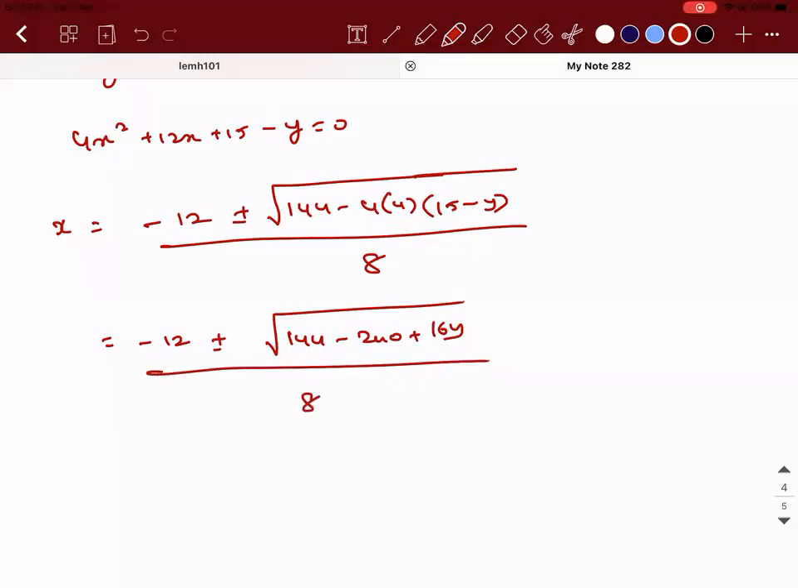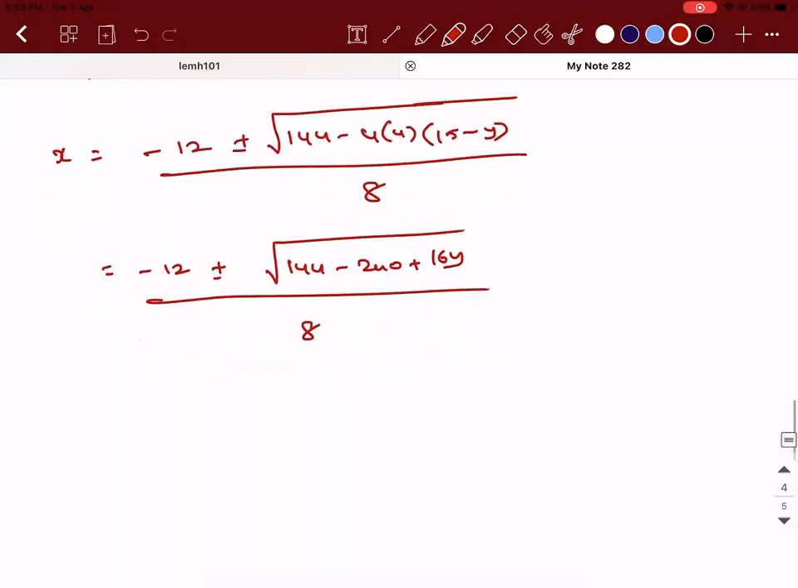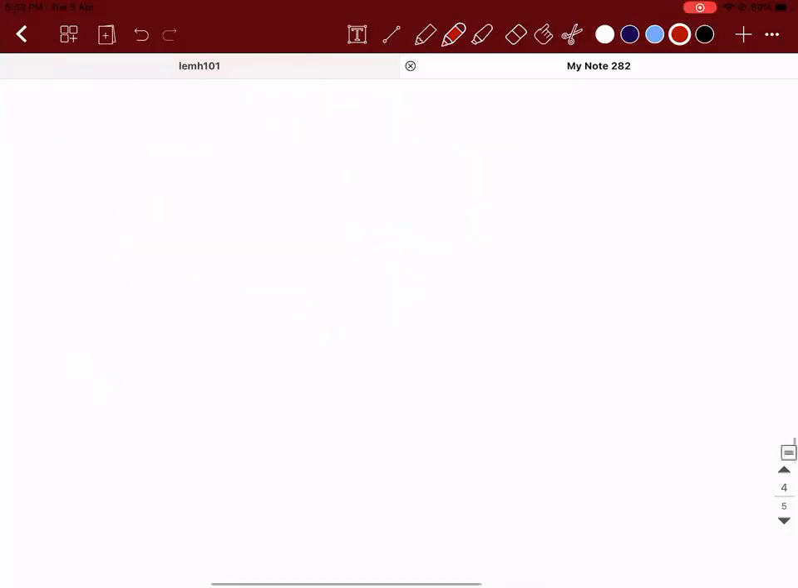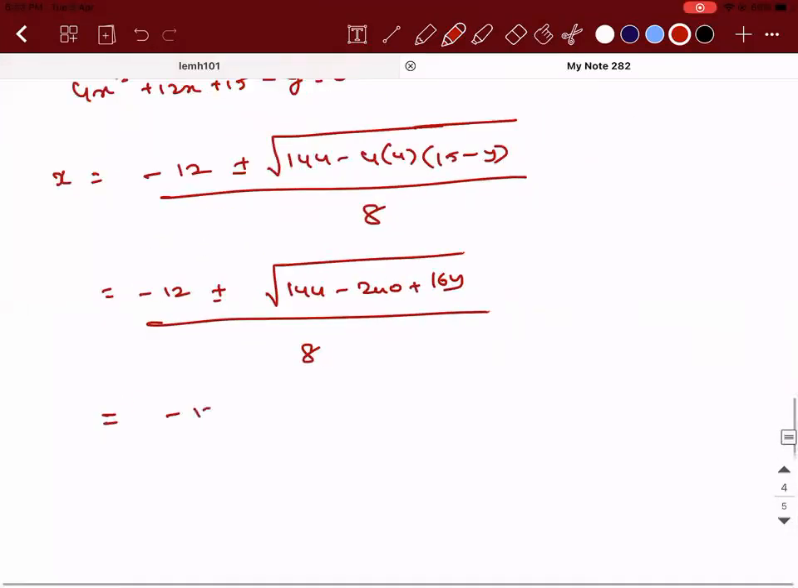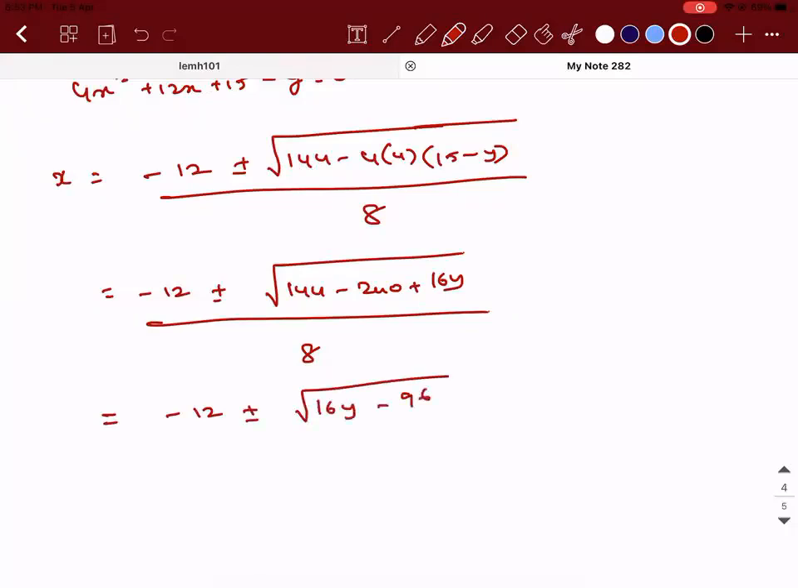So 240 minus 144, 96. So minus 12 plus or minus root of 16y minus 96, divided by 8. Is it clear till this step? So what you have written here is x is equal to, I'll call it g of y.